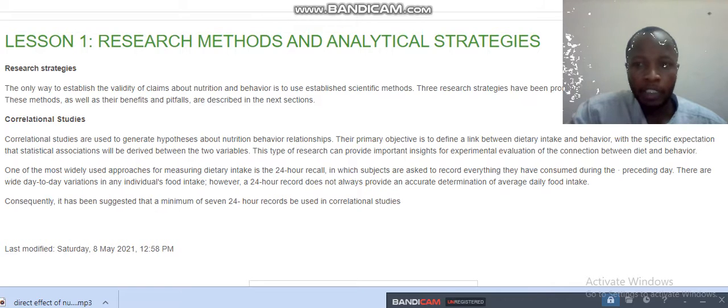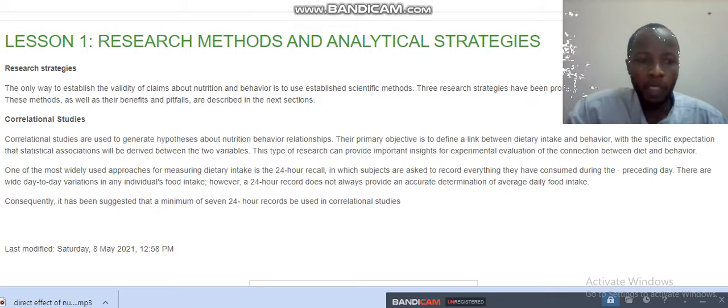So basically, two main strategies have been used to postulate the effect of nutrition on behavior. One of them is the correlational approach, and the other one is the experimental approach. So we shall start by discussing the correlational studies or the correlational approach.